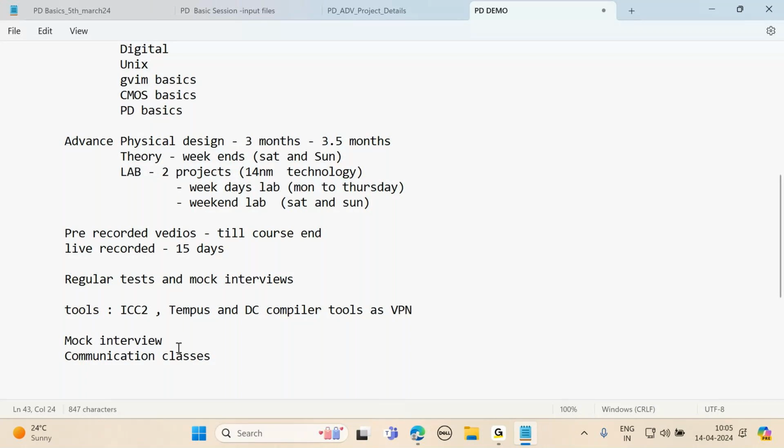Sir, does VLSI Guru provide placement assistance for MNC companies, or will you just try to place us only in service companies? Which do you prefer most, sir?